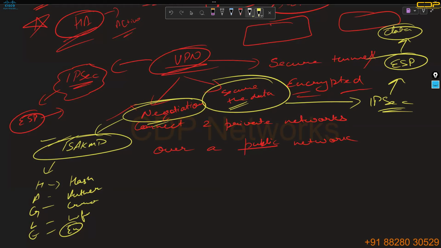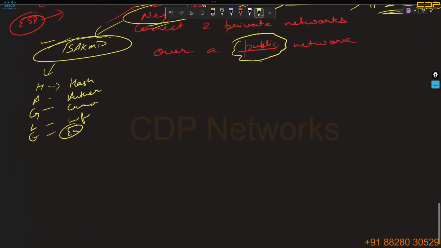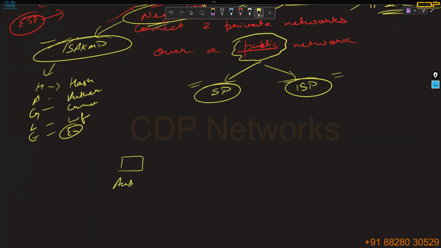Now if I categorize this public network, how many types do we have? In the public network we also have two types: one is the service provider and one is the internet service provider. One is SP and one is ISP. Suppose I have two sites: one is Australia, and here we have London.